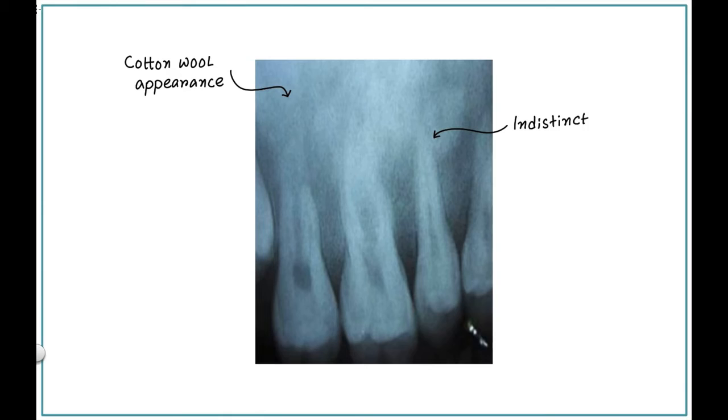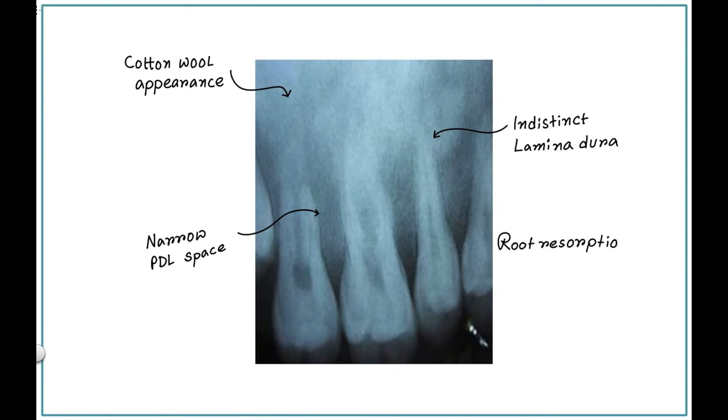Now, the lamina dura of the teeth in the affected areas of the bone becomes indistinct, and the periodontal space may appear to be very narrow. FD can displace teeth and interfere with normal eruption. And remember that root resorption is very rare in that case.